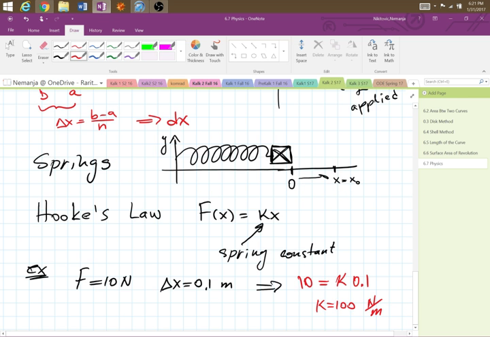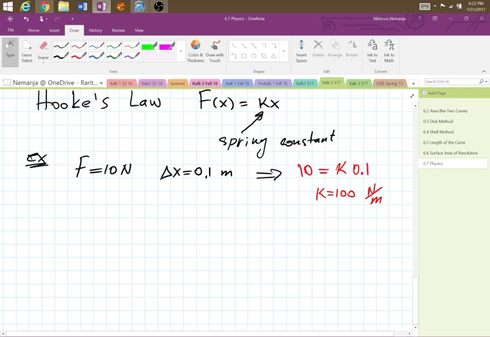Cool. So now we have that, and the questions are, well, that was part A: what's the spring constant? Part B asks how much work is needed to compress the spring 0.5 meters from the equilibrium position.